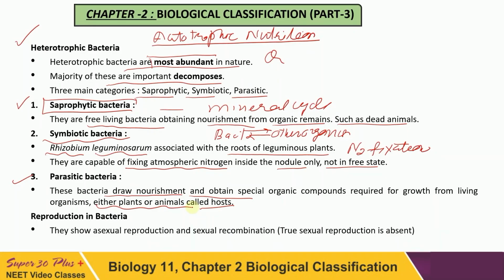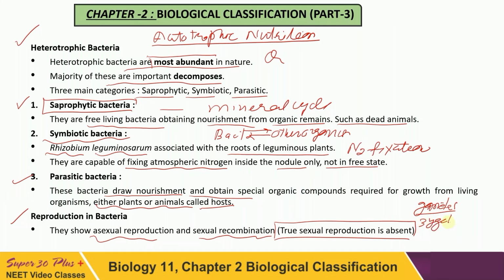Come to the next now, reproduction in bacteria. Reproduction in bacteria may be asexual or sexual. True sexual reproduction is absent in bacteria. What is meant by true sexual reproduction? True sexual reproduction means gametes are formed, there is fusion which makes the zygote, and there will be meiosis, cell division. All these three are absent in bacteria. That's why true sexual reproduction is absent.